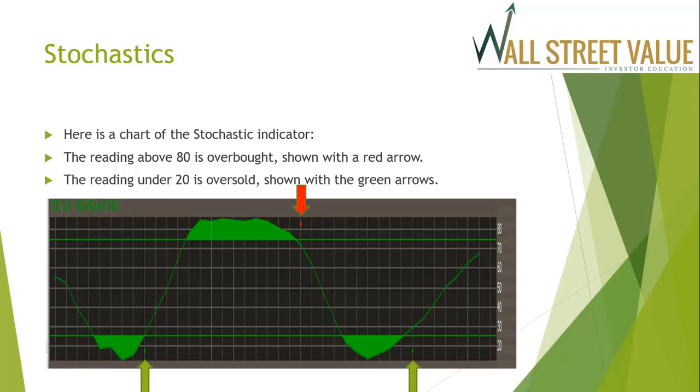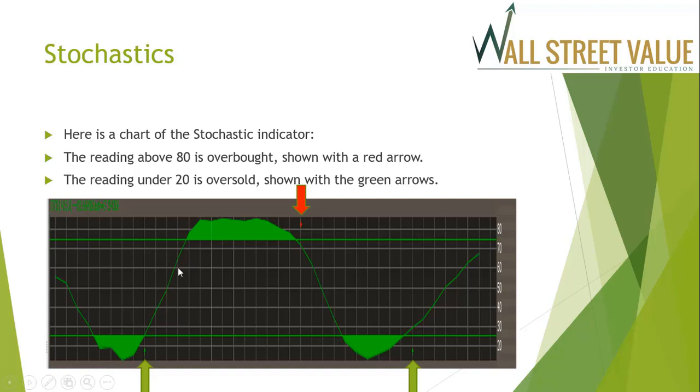Here's a chart showing the stochastic indicator. A reading above 80 is overbought, shown with the red arrow, and a reading under 20 is oversold, shown with the green arrows. So right here it's oversold, it crosses below this line, and it's oversold for some time, and then once it crosses back up, you get the positive indicator that a trend is reversing upward.